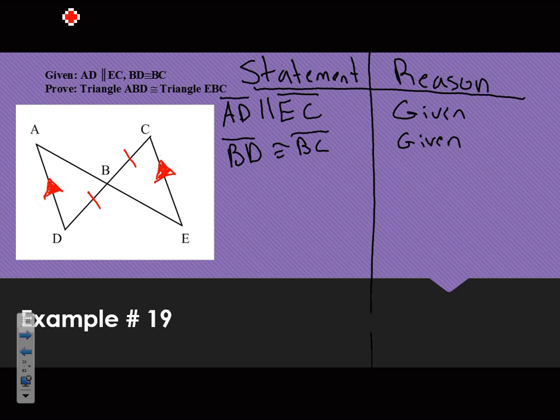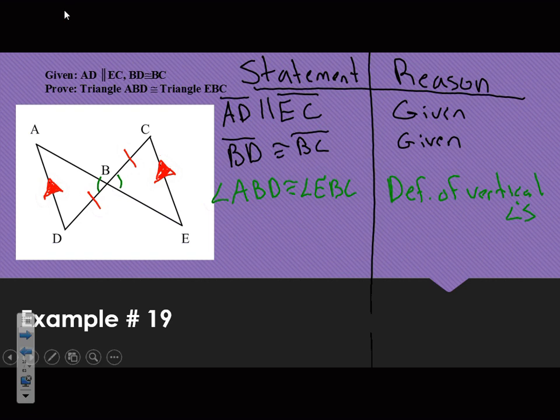So right now we only have one piece of information. We need to figure out everything else. Right away, the first thing I see is I have vertical angles here, so I'm going to put that in. Angle ABD is congruent to angle EBC. My reason is definition of vertical angles.